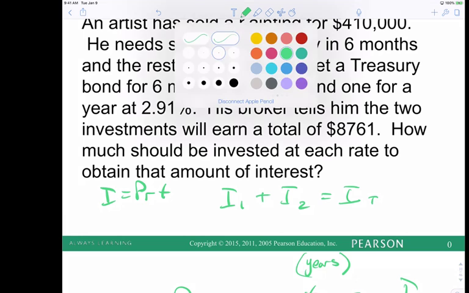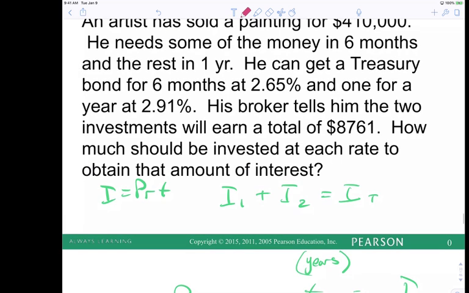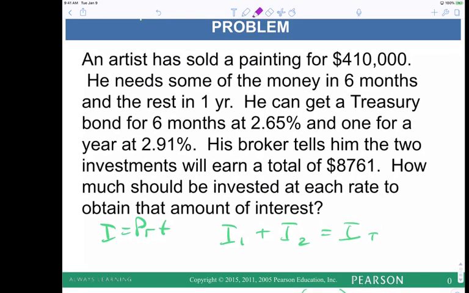This symbol here means per 100. So you can just replace the percent symbol with per 100. It just means divide by 100, so move the decimal to the left. Remember that? Look at that symbol as per 100.